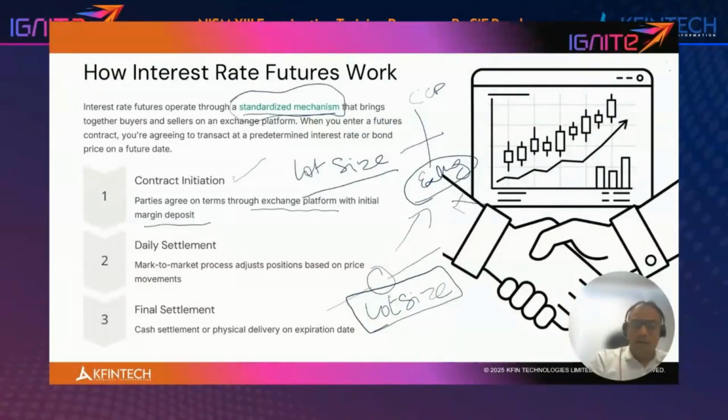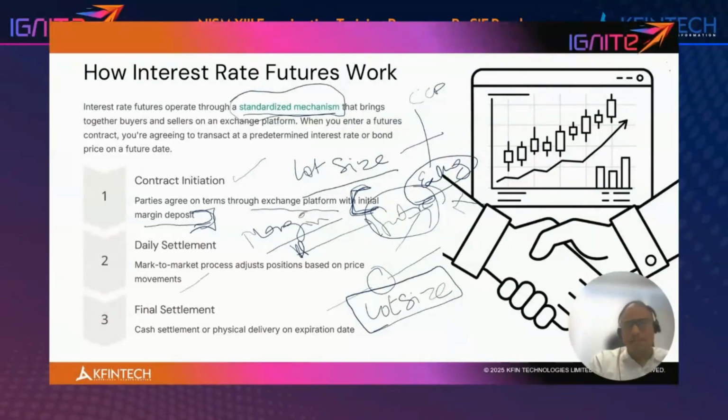So that is why an initial margin is required, because you are actually not buying the bond. You are saying that you will buy the bond in futures. You will buy the bond in future because you're entering into a future. So today you have to pay the margin which is required to enter into the contract.